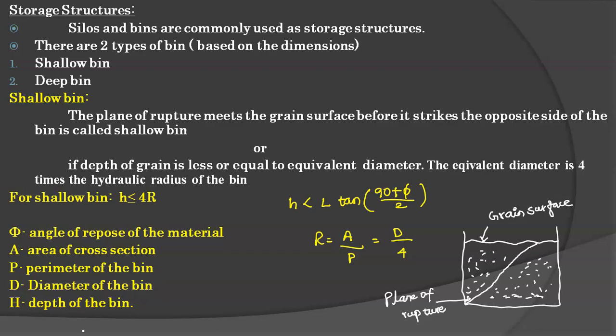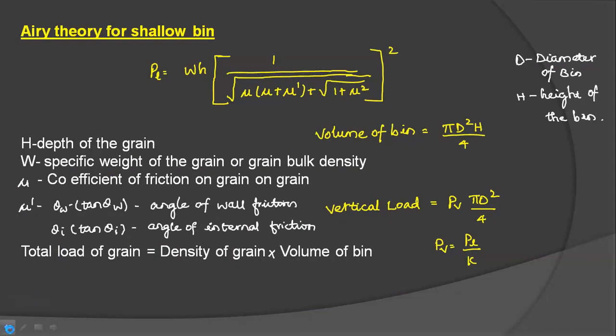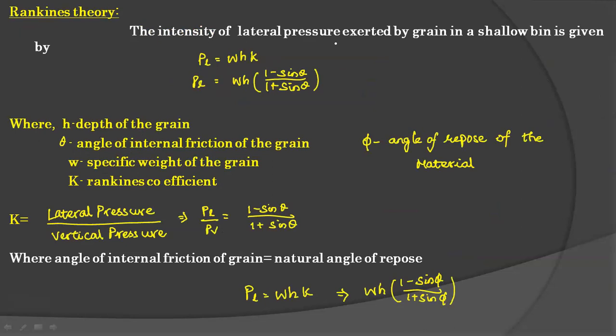Next, the shallow bin analysis is divided into two theories: one is Rankine's theory and the other is Airy's theory. According to Rankine's theory, the intensity of the lateral pressure exerted by the grain in a shallow bin is PL equal to WHK, where W denotes the specific weight of the grain, H denotes the depth of the grain, and K is Rankine's coefficient. K is the lateral pressure by vertical pressure, which is 1 minus sine theta divided by 1 plus sine theta. Here theta represents the angle of internal friction of the grain.